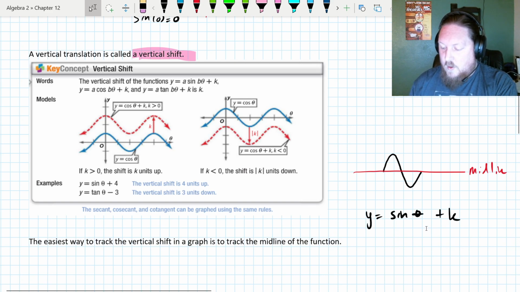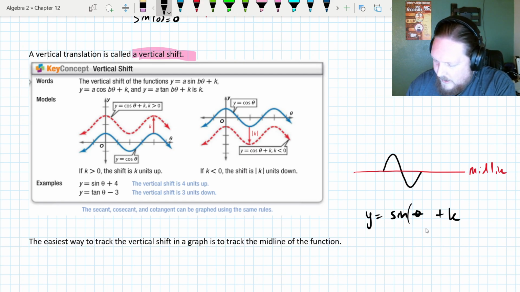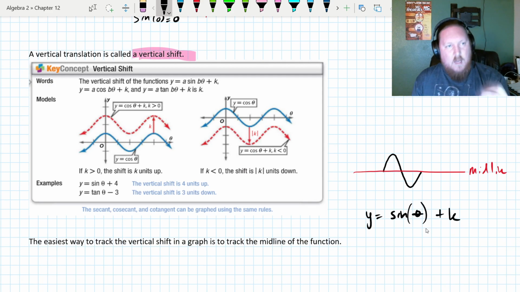So you notice here that it's outside of the input of the function, and if that's not clear, you can always add parentheses around the theta, and that says make sure you take sine of whatever the angle is, get that number, then add k to it at the end. And whatever that value is, that's how far up or down we move the midline.